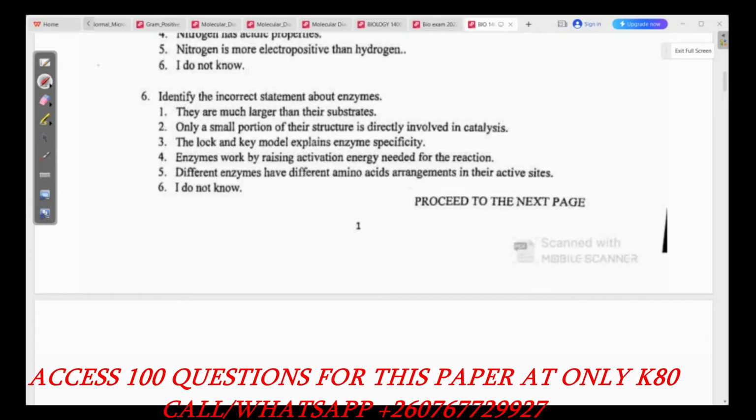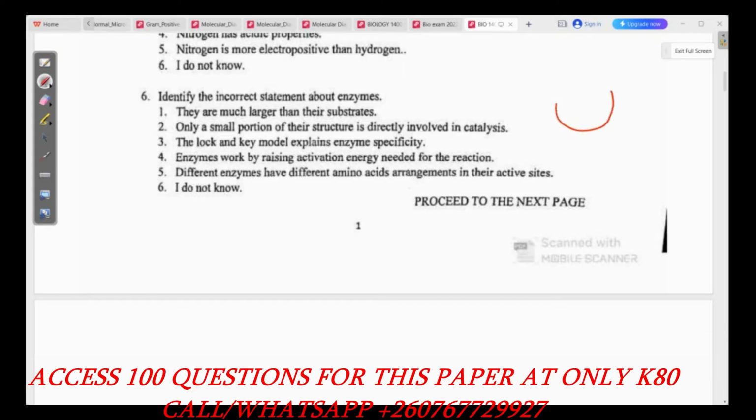Six. Identify the incorrect statement about enzymes. One, they are much larger than their substrate. So this is true. Enzymes are much larger as compared to their substrate. Then two is saying only a small portion of their structure is directly involved in catalysis. That is the active site.